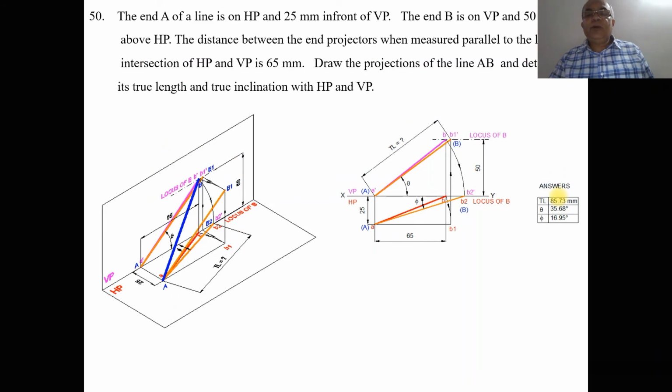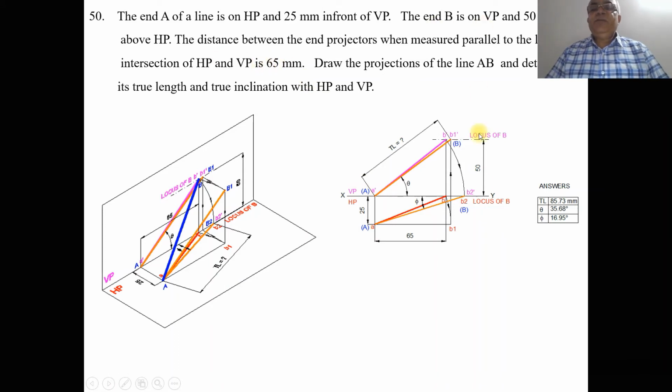Now we will try to solve this problem by using the sketchbook. So how to do that? First we will draw the XY line and mark VP and HP as shown. Now he says one end of the line is on HP. So you take any point on the XY line and mark this point as A dash and capital A. And it is 25 mm in front of VP. In front of VP is seen in HP. So since HP is below the XY line, from A dash you draw a vertical line for a distance of 25 mm and mark this point as small a and also capital A here.